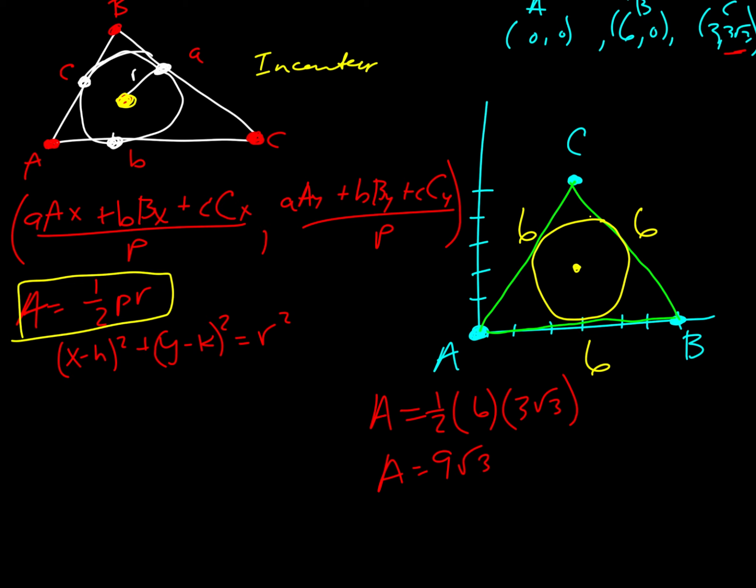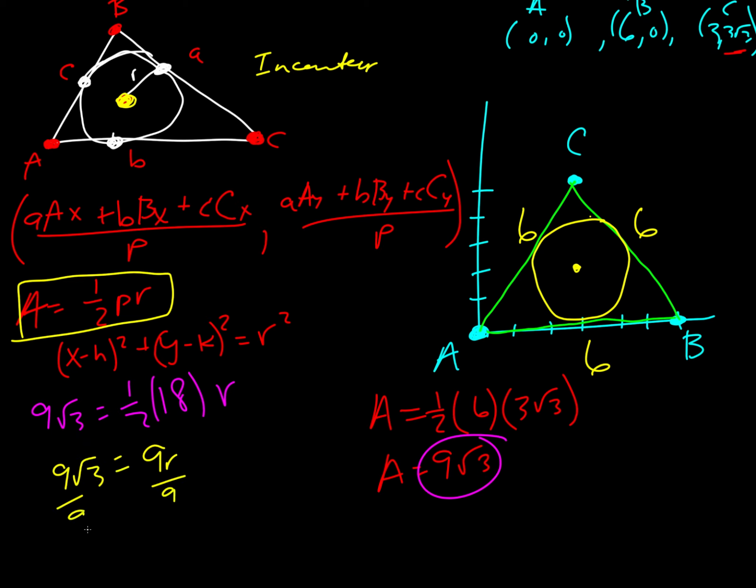Now we're going to take that value for area and plug it in here. So we're going to say 9 root 3 is equal to 1/2. Now the perimeter would be 6 plus 6 plus 6, which is 18. And then we have the radius. 18 divided by 2 gives us 9. If we divide both sides by 9, we get root 3 is equal to the radius. So we have one piece of what we need for our final formula, right? So we have the radius.